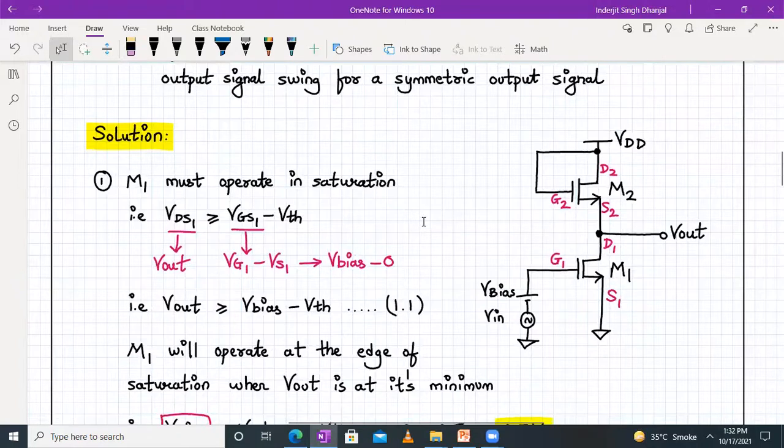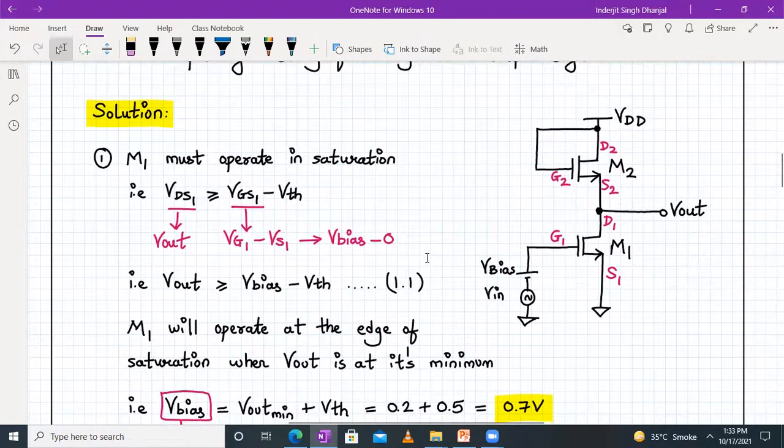M1 transistor must operate in saturation. For M1 to operate in saturation, VDS1 should be greater than or equal to VGS1 minus VTH. What is VDS1 here? If you see carefully, VDS1 is nothing but my V out. And VGS1 is VG1 minus VS1. Now VS1 is grounded, so VG1 will be the V bias voltage. Let me define this voltage as V bias, which is the DC level of the input. So V out should be greater than or equal to V bias minus VTH.